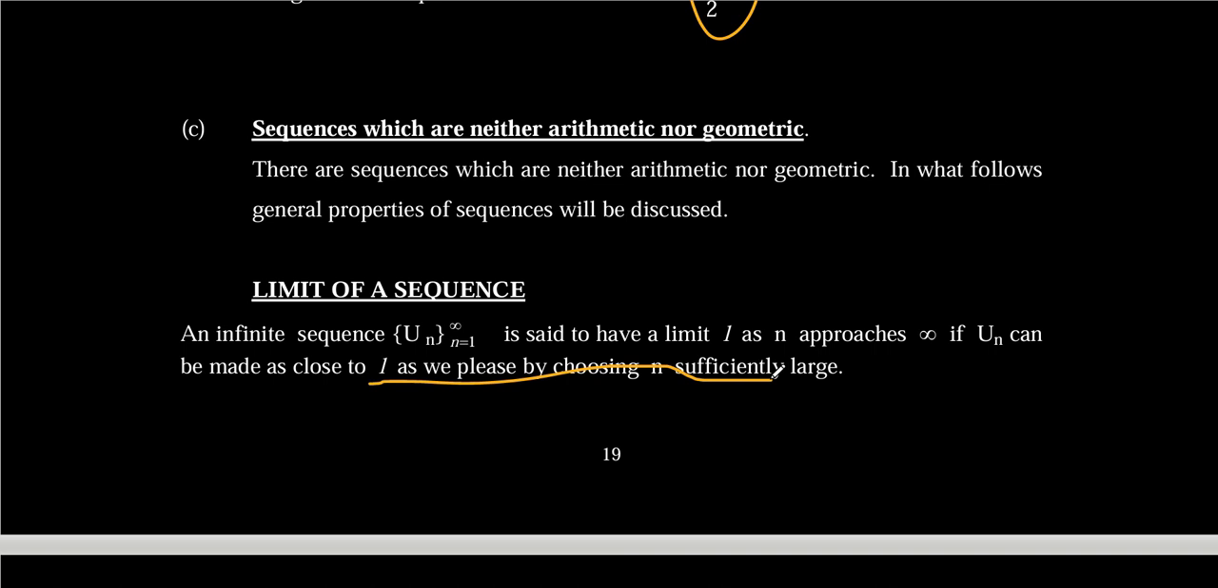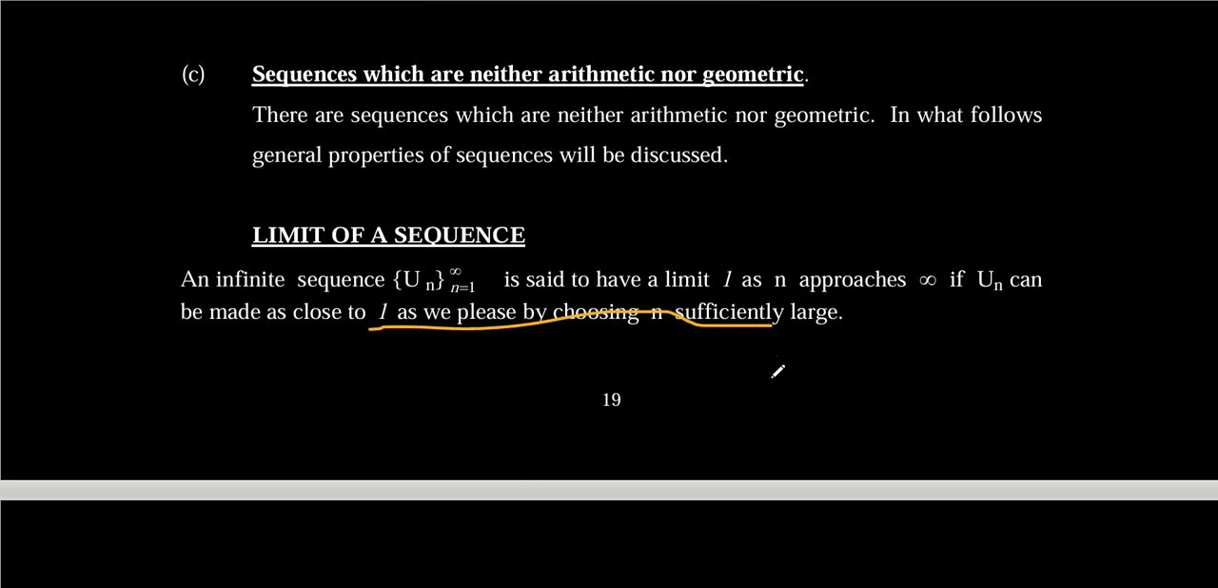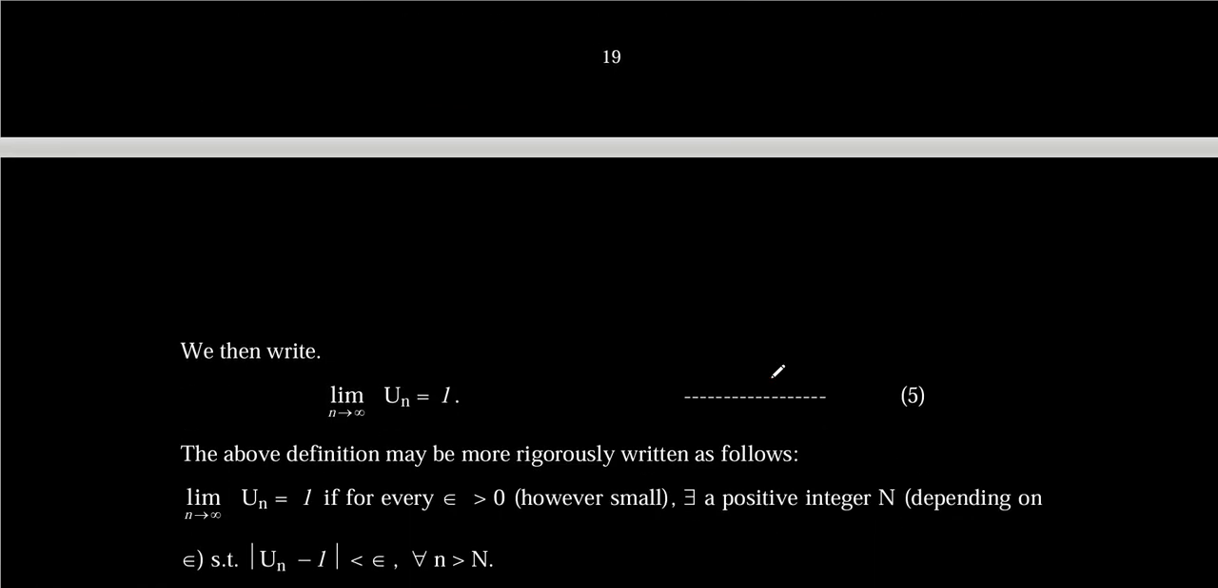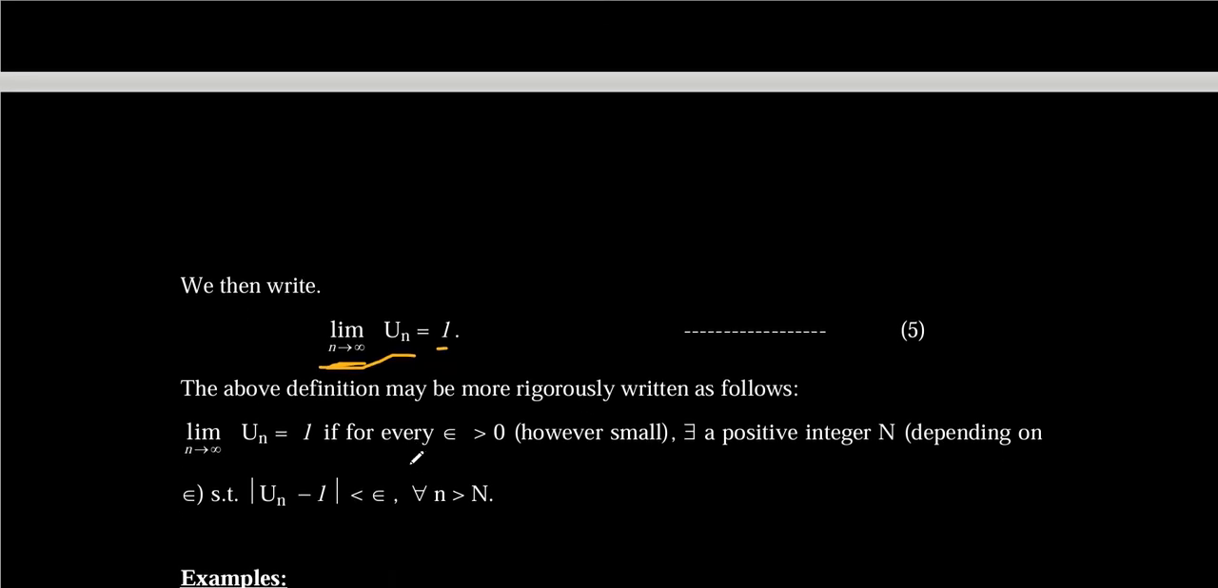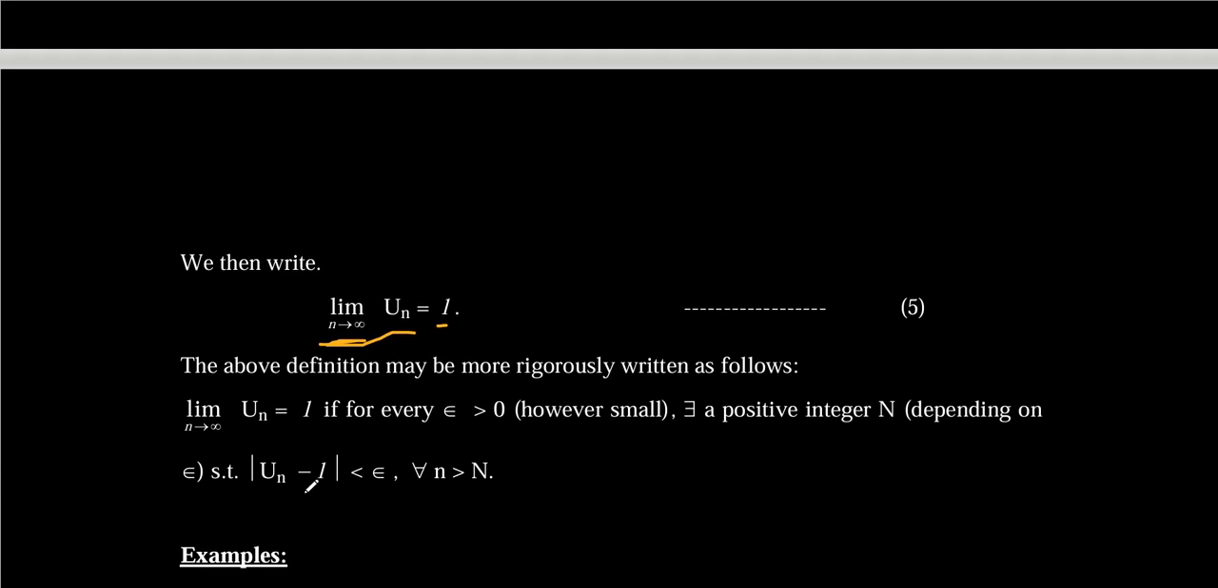Now, remember I said something about converging. We would see an example of that later. When we write the limit of u of n as n approaches infinity, this is how you read it: the limit of u of n as n approaches infinity is equal to L, where L is a number. The above definition can be more rigorously written as follows: the limit of u of n is equal to L if for every epsilon greater than 0, however small, there is a positive integer N depending on epsilon such that the difference is less than epsilon.